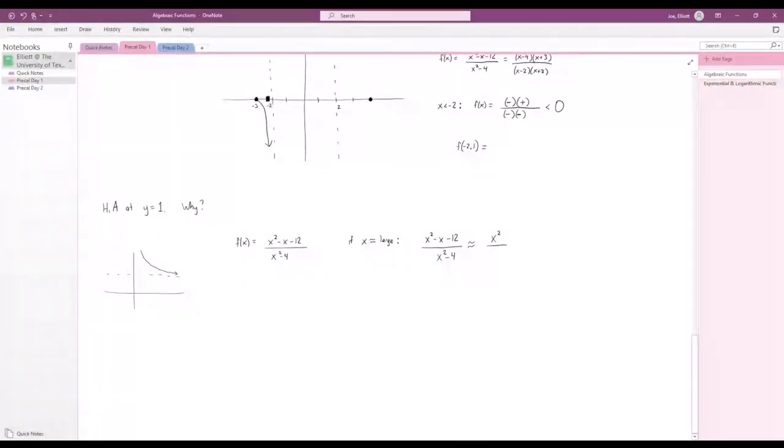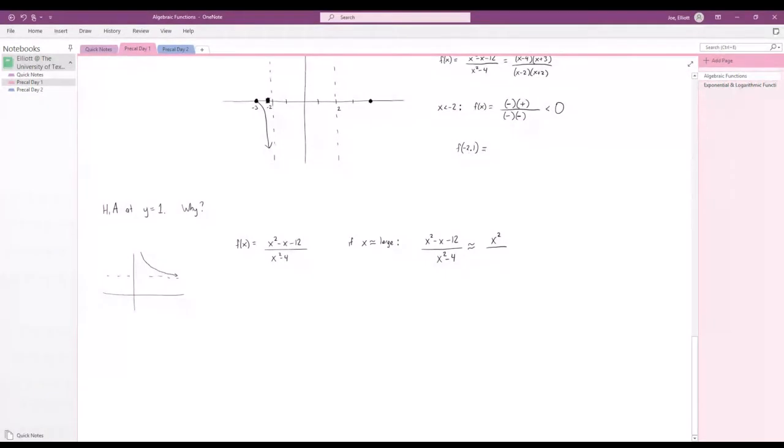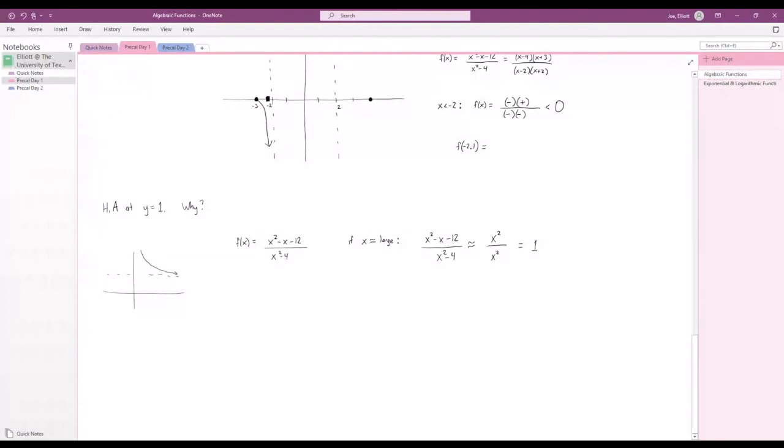Similarly in the denominator, if x is large, that minus 4 looks pretty insignificant next to the x squared. So it's almost as if it's not there. So x squared over x squared simplifies to 1. So when x is large, your function should be close to 1. And that's the idea of why it would have a horizontal asymptote at y equals 1. Okay?